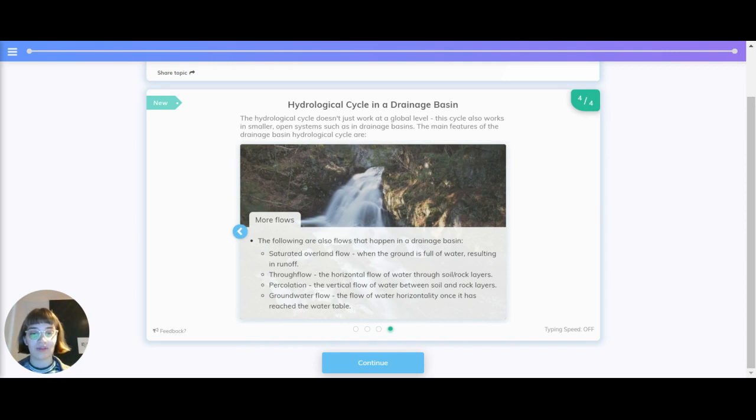Through flow, the horizontal flow of water through soil or rock layers. Percolation, vertical flow of water between soil and rock layers. And groundwater flow, the flow of water horizontally once it has reached the water table.